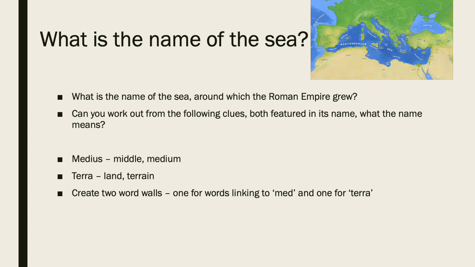T-E-R-R-A. So think about any words you can think of that have med at the beginning or in the middle. Think about any words that have terra in the beginning or in the middle, and try and write down as many as you can. I think the record for this is 16, I think, for one word wall in Year 7. So, see if you can beat the record of 16 words linking to one or other of those two words.